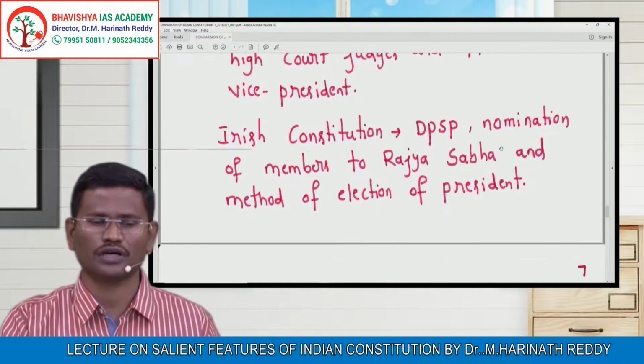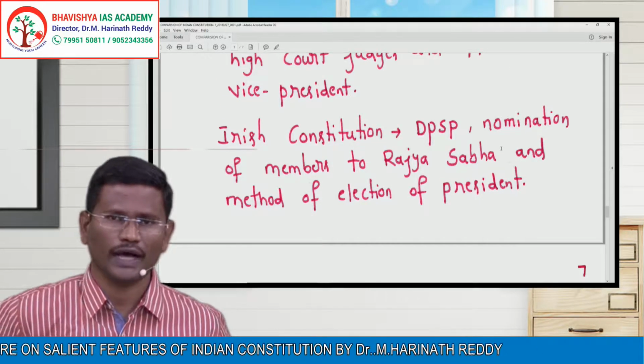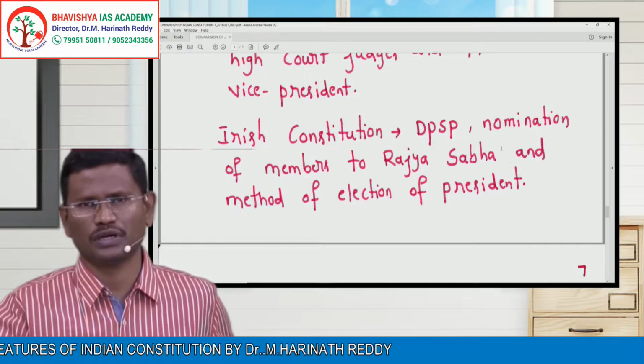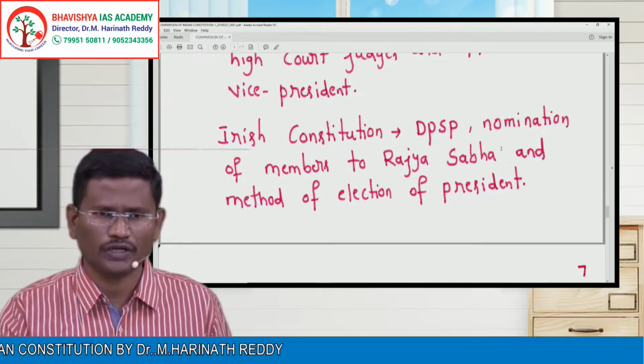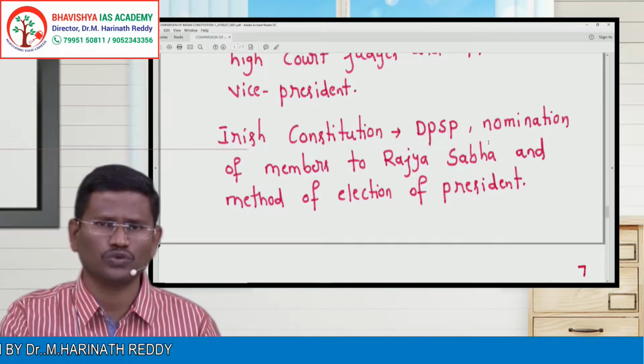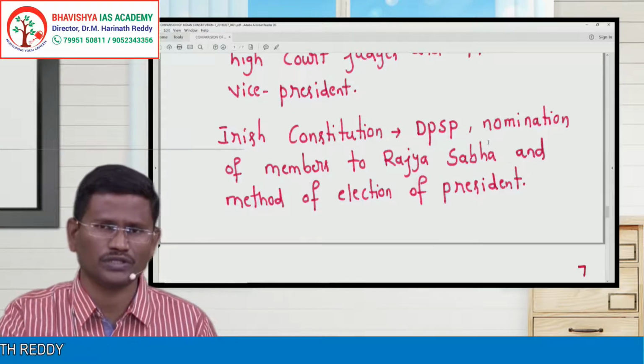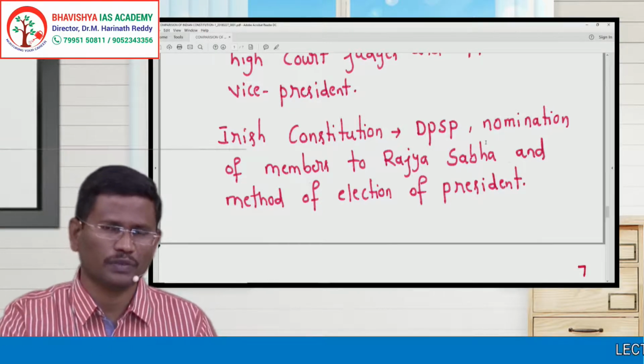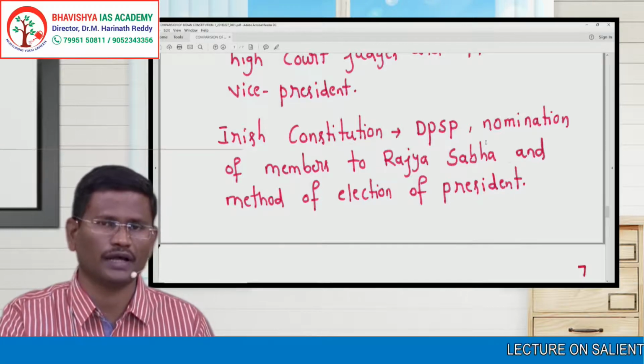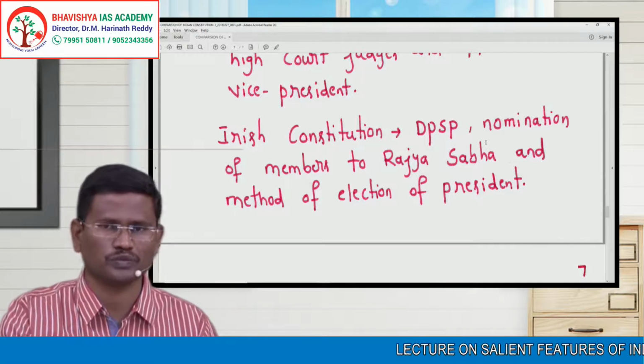Then if you take Irish Constitution, so the idea of directive principles of state policy, that, as I told you, directive principles of state policy are positive obligations on the Indian state to achieve welfare state. This is borrowed from the Constitution of Ireland, the idea of directive principles of state policy.